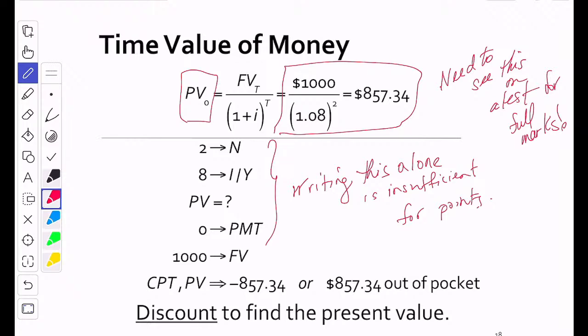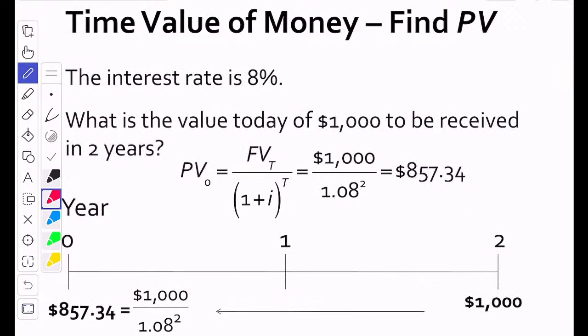So let me talk about this a moment. So $1,000 in 2 periods is worth $857.34. So let's say it wasn't an investment, like you didn't have to spend this to get this. Let's say this was just a gift. Let's say in 2 years you're going to receive a gift of $1,000. Again, I can ask you, what is that worth to you today?